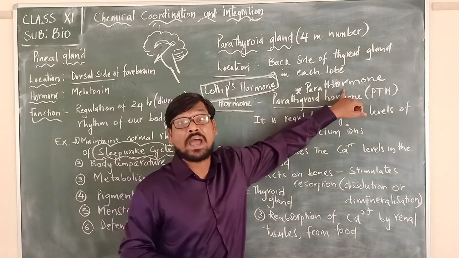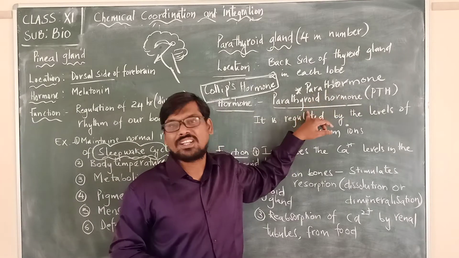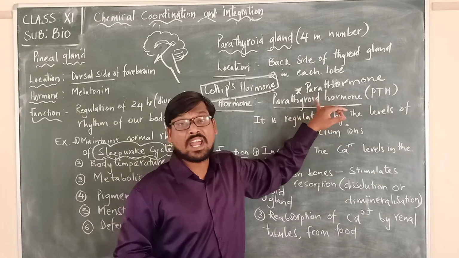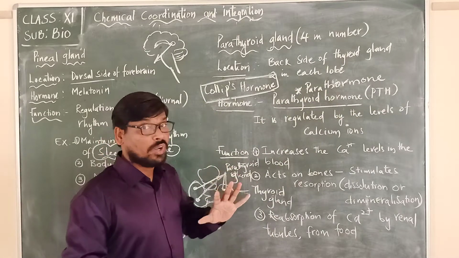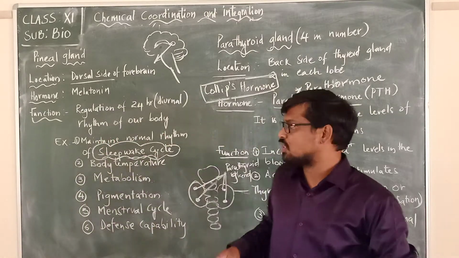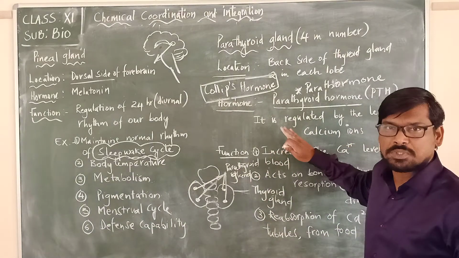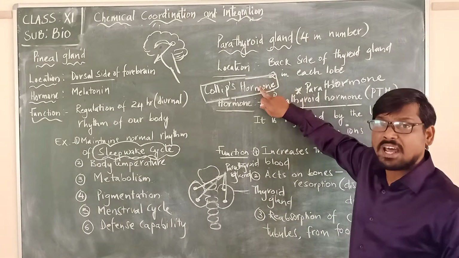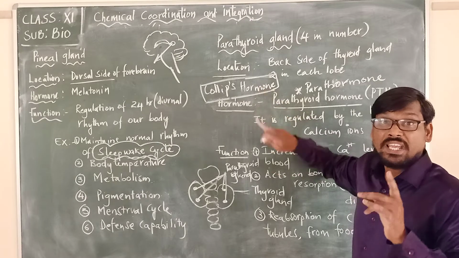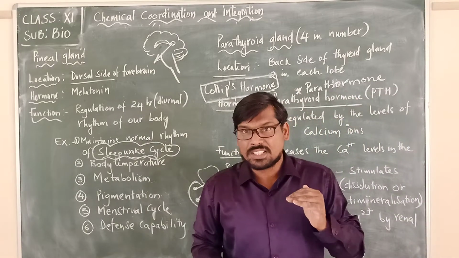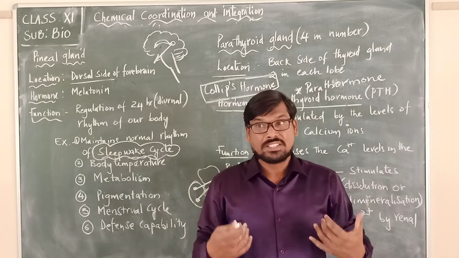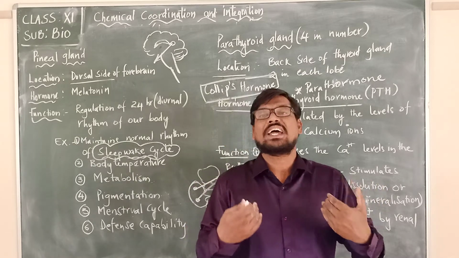Otherwise we are calling it parathyroid hormone in a simple way, short form PTH. So overall, if you clearly observe here, this particular hormone, Collip's hormone, is increasing the calcium levels inside our body, or inside the blood.